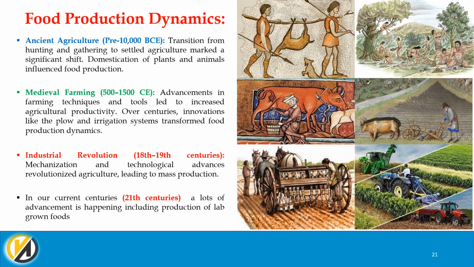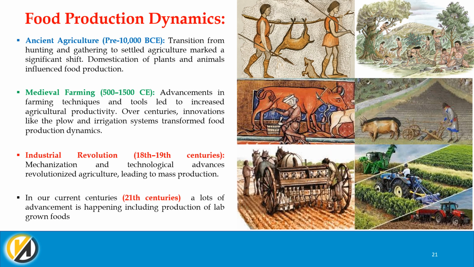During the industrial revolution in the 18th and 19th centuries, mechanization and technological advancement revolutionized agriculture, leading to mass production. This mass production also produced different varieties of food products and made them available to human beings, which actually changed the dynamics of food consumption patterns.